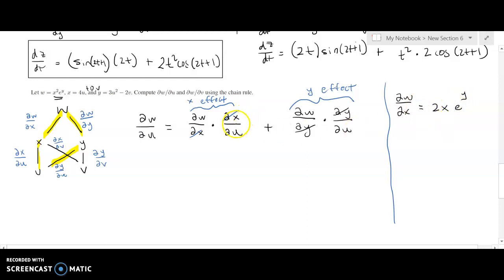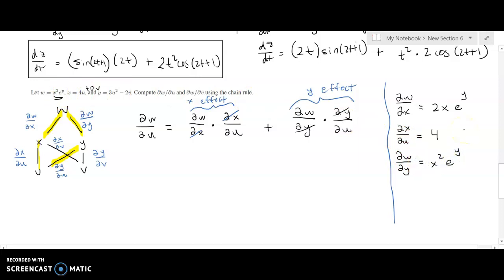And then we're going to need dx/du. So take the derivative of x with respect to u. So x is equal to 4u. The derivative of 4u is 4. Then we're going to need dw/dy. And now we can think of x squared as being constant. So the derivative of e to the y with respect to y is just e to the y. And so we still end up with x squared e^y.